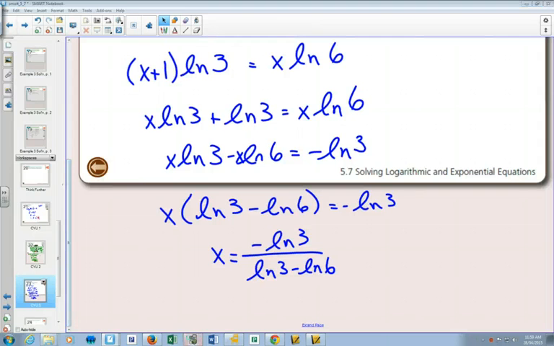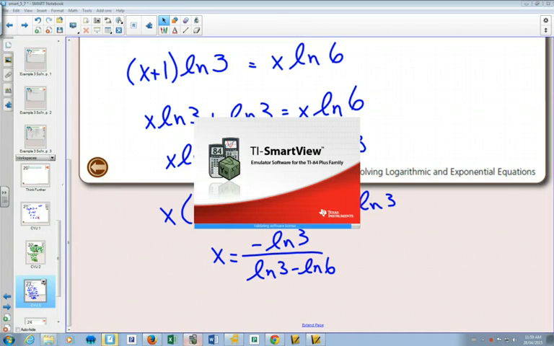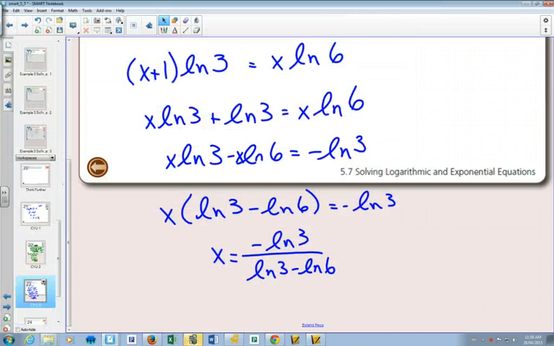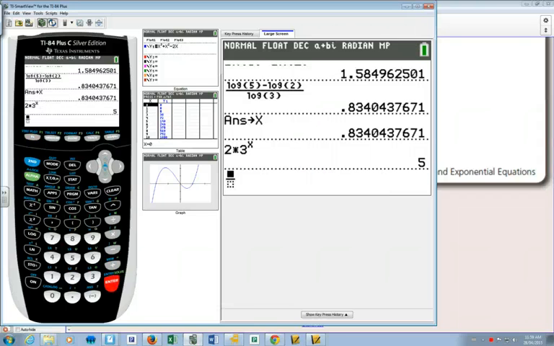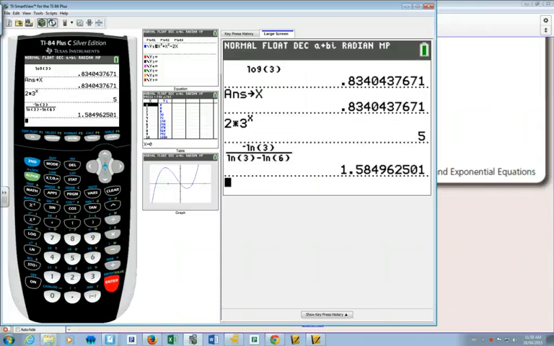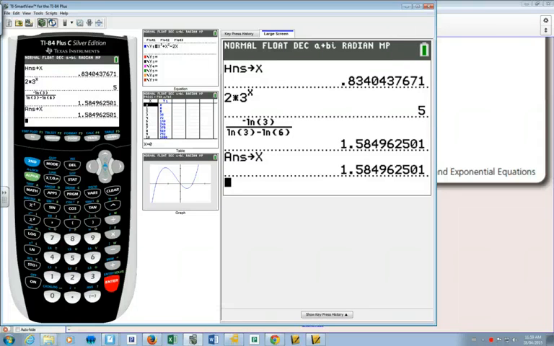Take out our calculators and type this in. So negative natural log of 3 divided by, was it natural log of 6 minus natural log of 3, or natural log of 3 minus natural log of 6? 3 minus 6? Okay, thank you. So there we get an answer of 1.58. And now I'm going to store this as x and do a check to see if this works out.